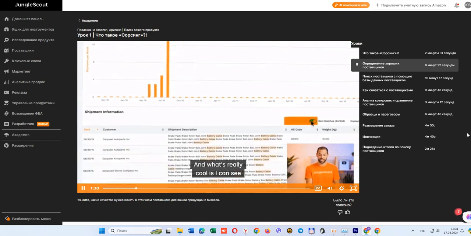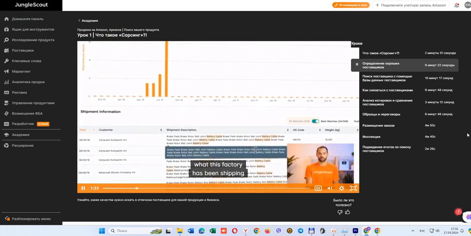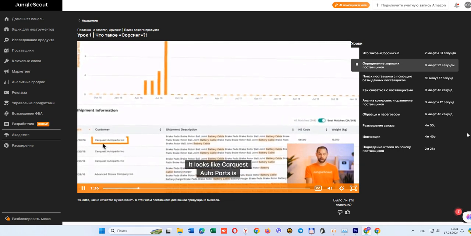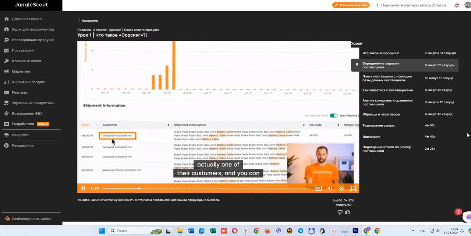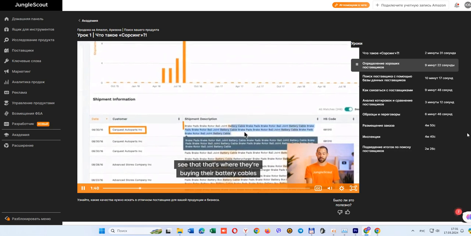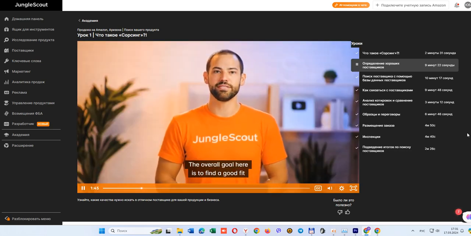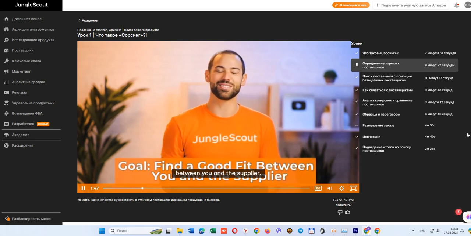And what's really cool is I can see what this factory has been shipping to customers in the US. It looks like CarQuest Auto Parts is actually one of their customers, and you can see that that's where they're buying their battery cables or inverter cables. The overall goal here is to find a good fit between you and the supplier.